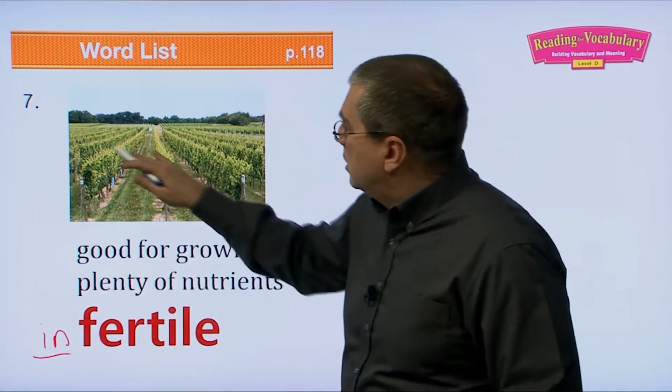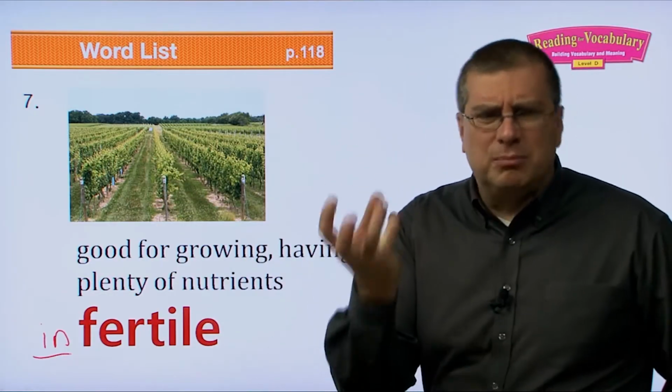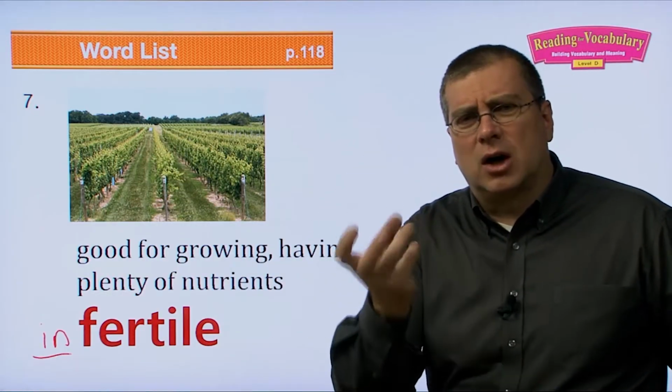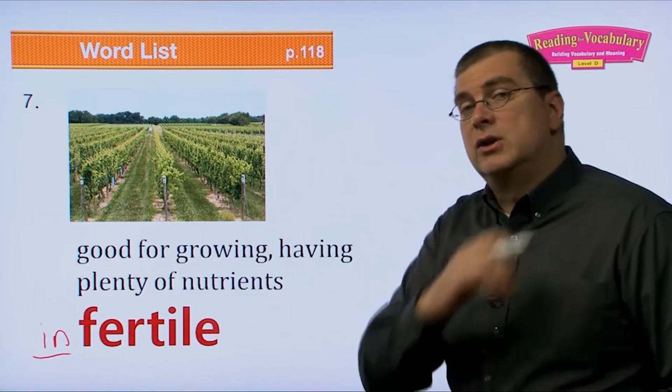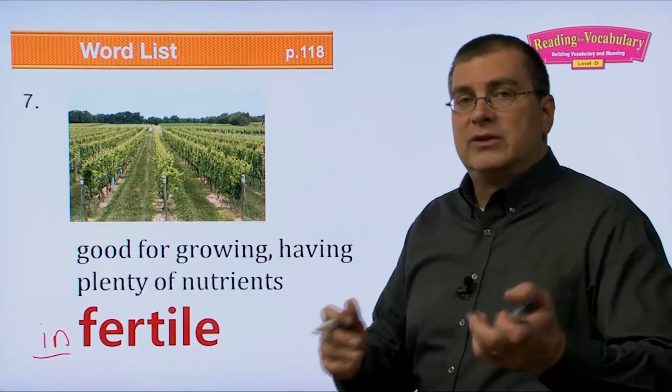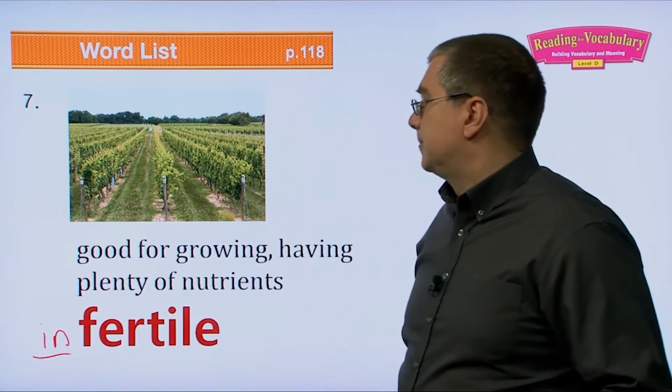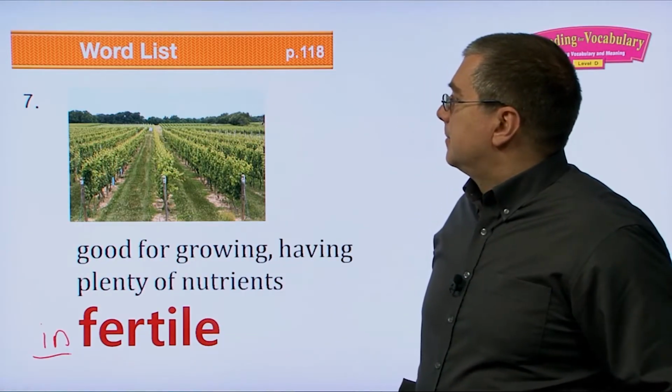But if you see good, rich earth and you pick it up and it's black, all right, it's very dark brown or black earth, that's fertile soil. And it's good. It has a lot of nutrients in it. It's good for growing crops. It's fertile. Okay, next one.